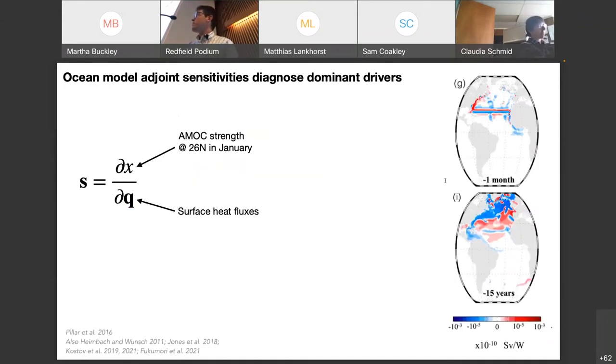So to give an example, this is a figure from Piller et al. 2016, where they diagnosed adjoint sensitivities of AMOC strength at 26 north in January to surface heat fluxes. And so you can see this is a map, actually two maps here, because the adjoint gives us the history of forcings and how they might influence the AMOC. So we see that at short time scales, the way you affect 26 north most effectively is to change the heat really just very close in latitude to the section of interest at 26 north. But at longer time scales, there are more remote influences that conspire to affect AMOC even at 15 years later.